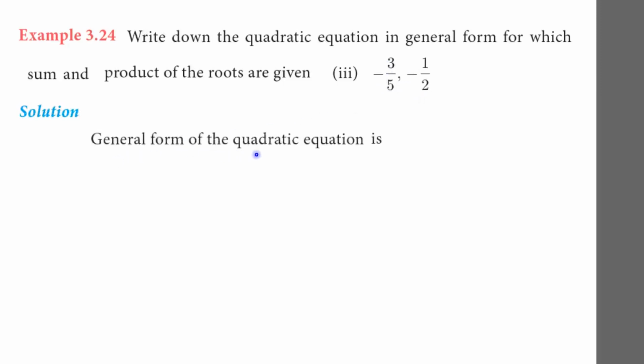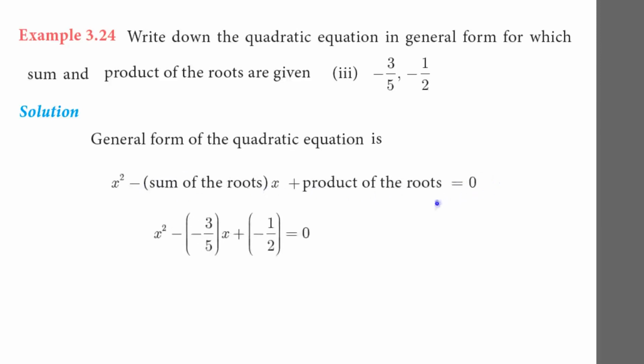We already know the general form of the quadratic equation is x square minus sum of the roots into x plus product of the roots equal to 0. Here you have to substitute. Here x square minus sum of the roots, which is minus 3 by 5, into x. Here plus sign, plus the product of the roots, which is given as minus 1 by 2. So here minus 1 by 2, equal to 0.